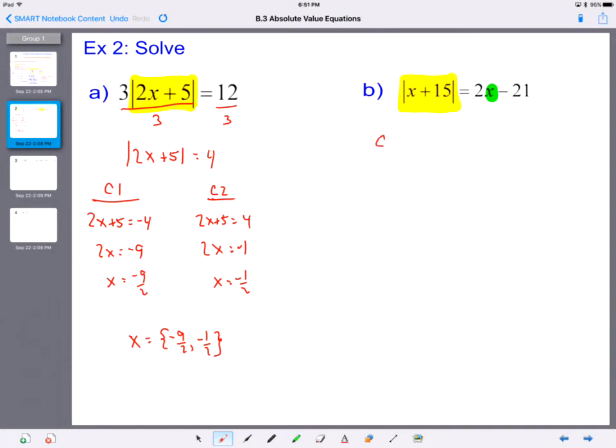So case 1, we're going to set it up the same way. Case 1, we know that x plus 15 could equal the opposite of 2x minus 21. Whereas case 2, and this is why we're going to have to check because we don't really know what the opposite of 2x minus 21 is. Case 2, x plus 15 could equal 2x minus 21. And if those two things are equivalent, then once again, we have to check, but it will give us a possible solution. So go ahead and solve these two linear equations again.